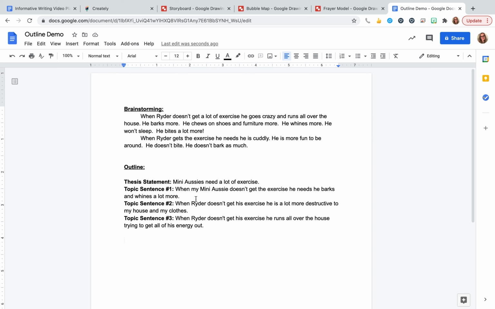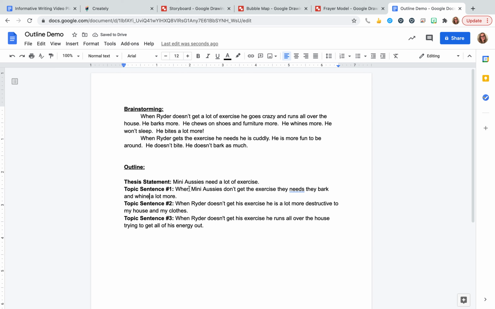Or I could go in and change this from when my mini Aussie doesn't get exercise, he barks and whines a lot more. I could change that to when mini Aussies don't get the exercise they need, they bark and whine a lot more. So I'm changing it so that it's general about mini Aussies in general.